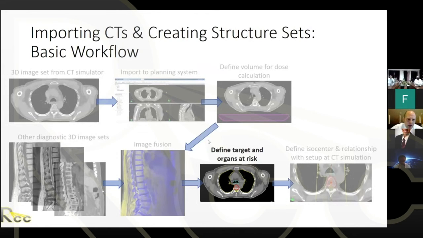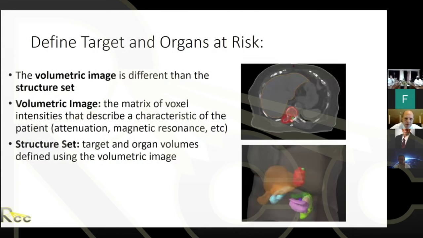Okay, so moving on, defining target and organs at risk. Now we have a planning CT that's been imported. We've defined the volume for dose calculation. We have other image sets that have been fused to the planning CT. Now we're going to define the target and organs at risk.